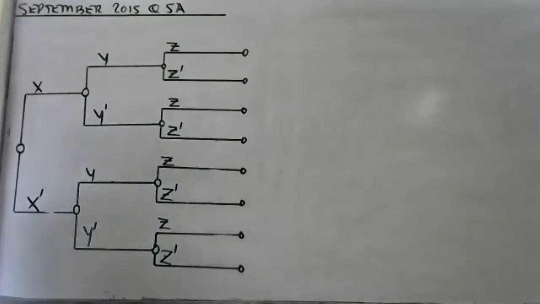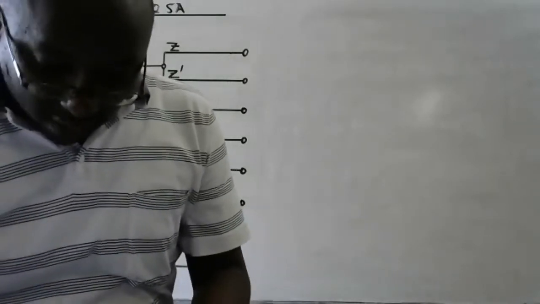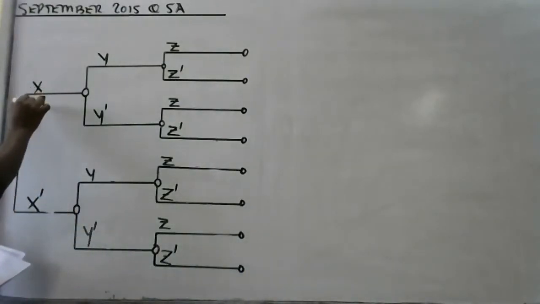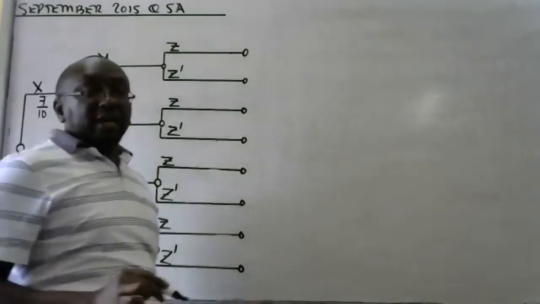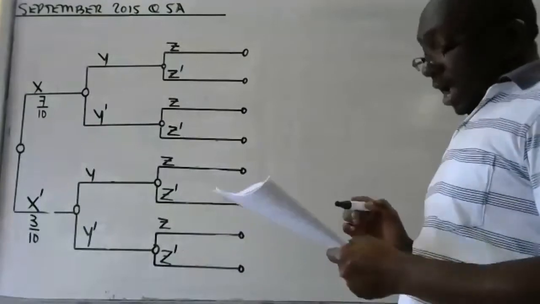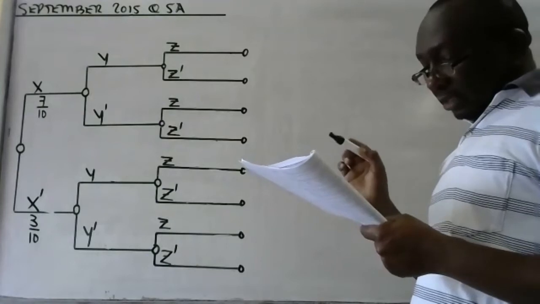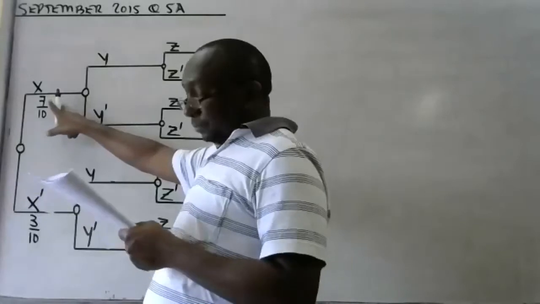So now, the question says the probability that X is working is 7 out of 10. So this is 7 out of 10, and not working then is 3 out of 10, so that we get to 1. The probability that component, rather, if X is in good working condition, if X is working.